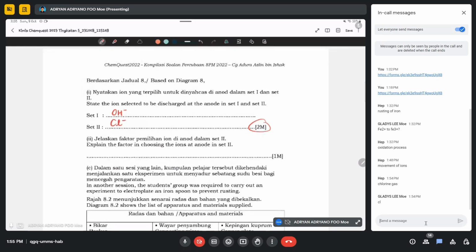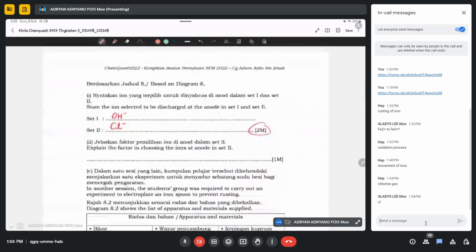Okay, explain the factor. What is the factor? It's very obvious from what you just saw: concentration. Concentration of what? Concentration of the solution. This is the factor.